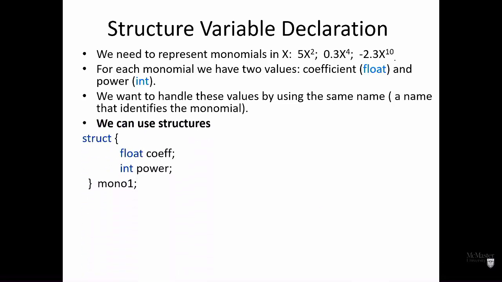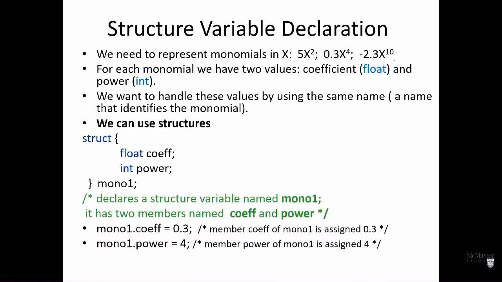The way to define a very basic structure in C is you write the reserved word struct, and you define inside this struct multiple types. One can be float, which is the coefficient, the other one is integer, which is the power, and then you name this structure mono1. Something like this.